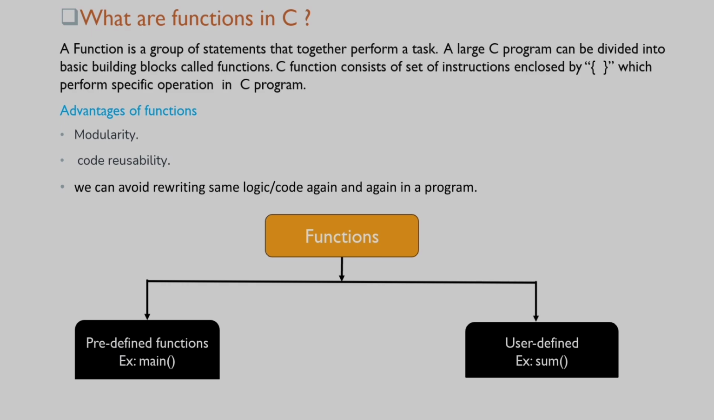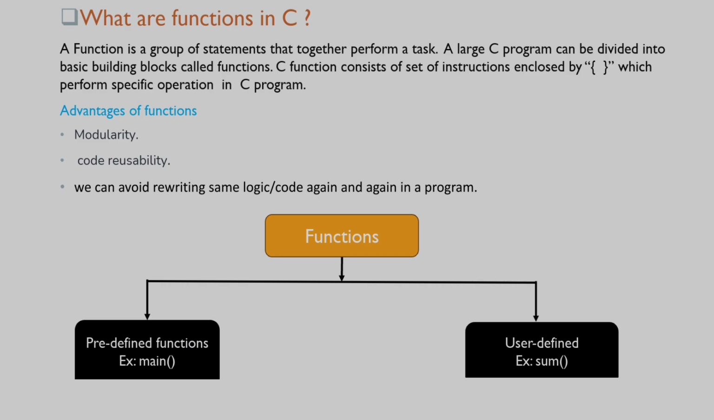What are functions in C? A function is a group of statements that together perform a task. A large C program can be divided into basic building blocks called functions. A C function consists of a set of instructions enclosed by curly braces which perform a specific operation in a C program. Advantages of functions: modularity and code reusability. We can avoid rewriting the same logic or code again and again in a program.